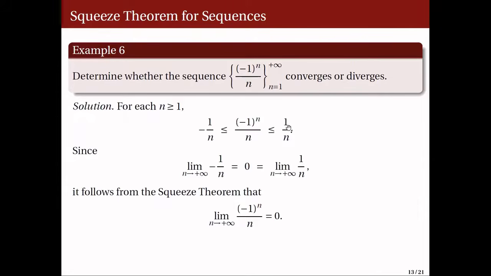Since both these terms approach 0 as n goes to infinity, it follows from the squeeze theorem that the limit of (-1)^n over n as n goes to infinity will also be equal to 0.